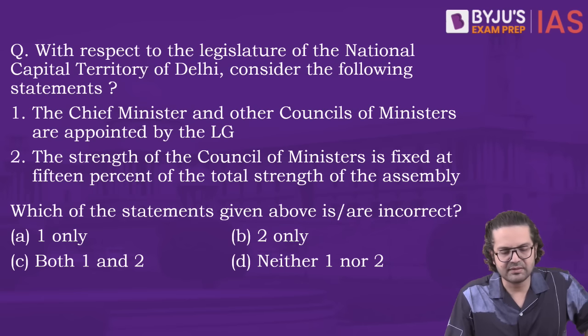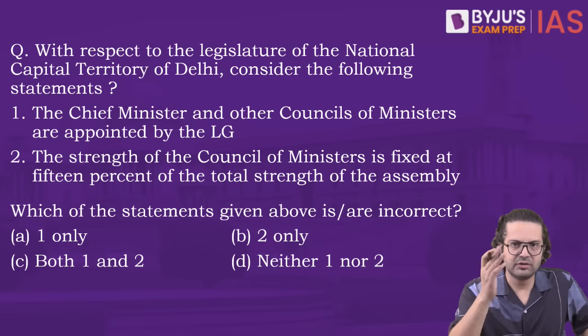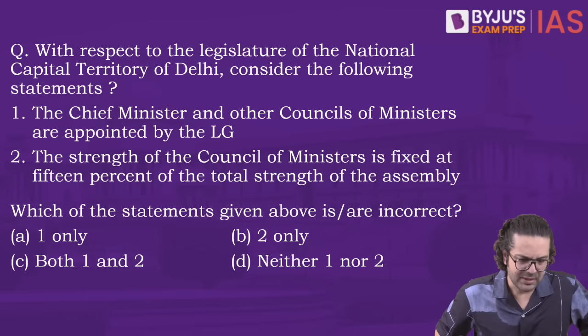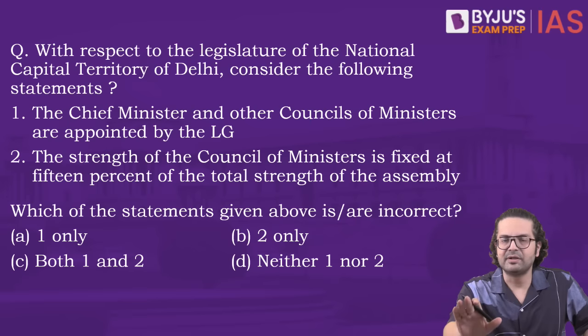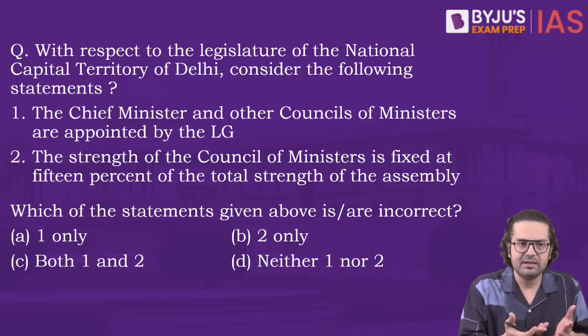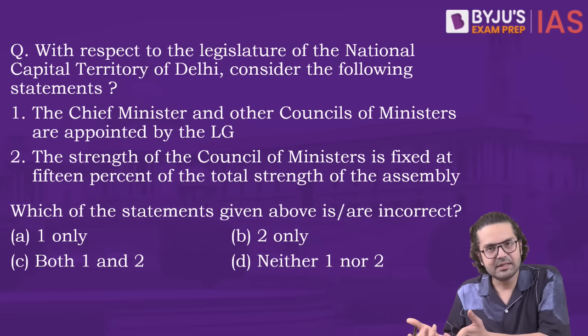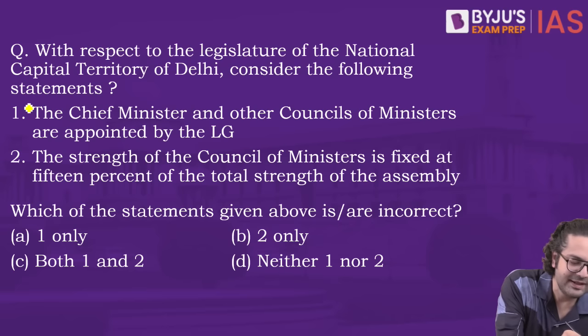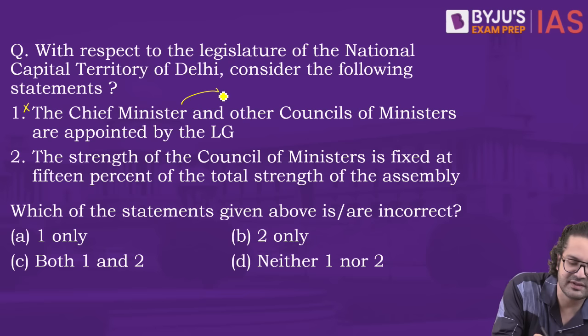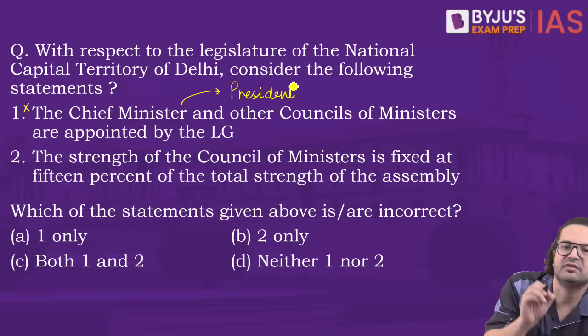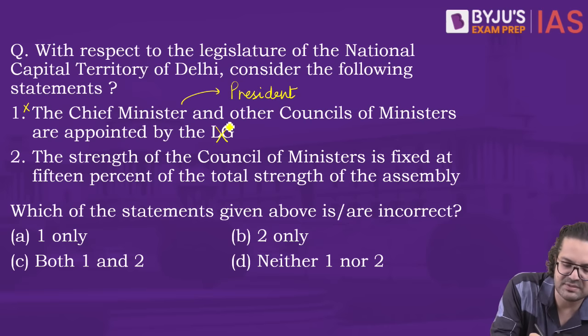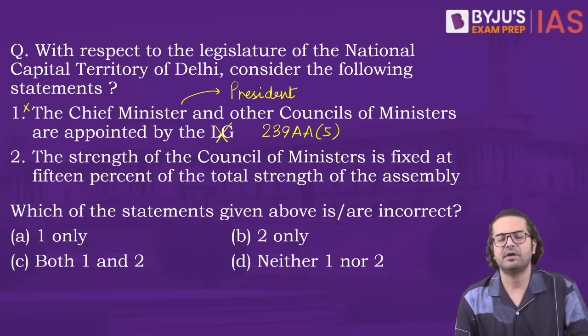The Chief Minister and the other Council of Ministers are appointed by the LG. So in every state, including your state, if you belong to a state, you know very well that the CM is appointed by the governor. Similarly, in Delhi, the CM must be appointed by the LG. That's not the case, okay? In Delhi, the CM and other ministers are appointed by the President of India, okay? Please remember this very important point. It is not the LG but the President. This is Article 239 AA Clause 5, okay?